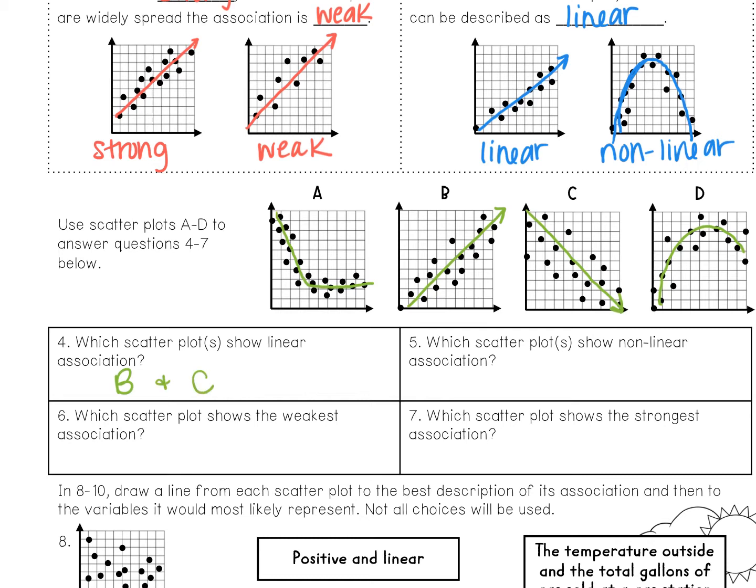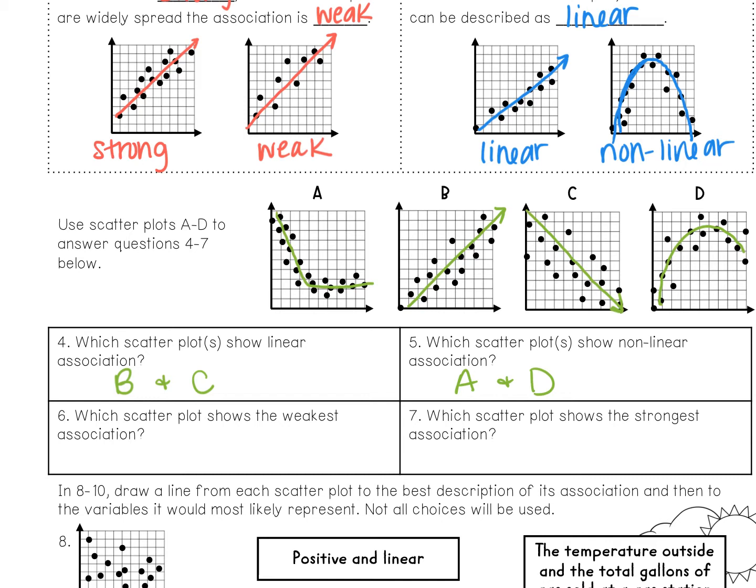Number 5 asks for which scatter plots show nonlinear associations. So A and D both had curved lines through the center of the data points, right? So if the lines are curved, they're nonlinear. The next question is asking about the strength of the correlation or of the association. So number 6 asks which scatter plot shows the weakest association.